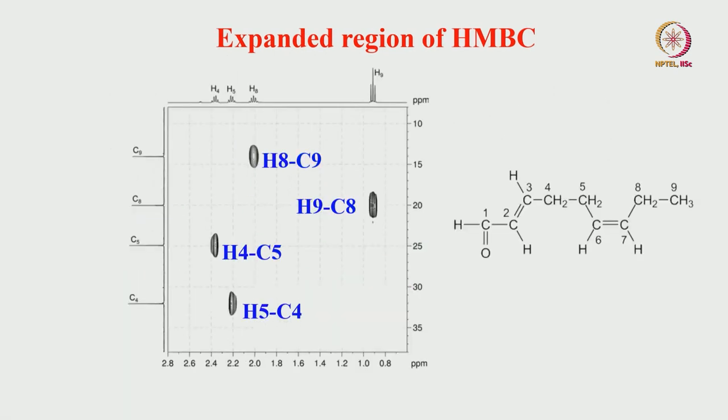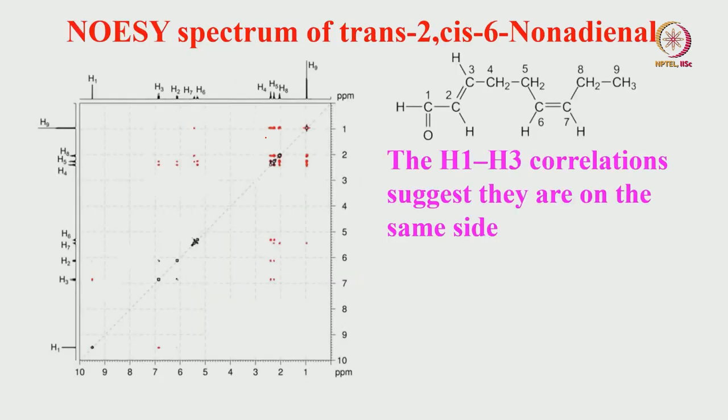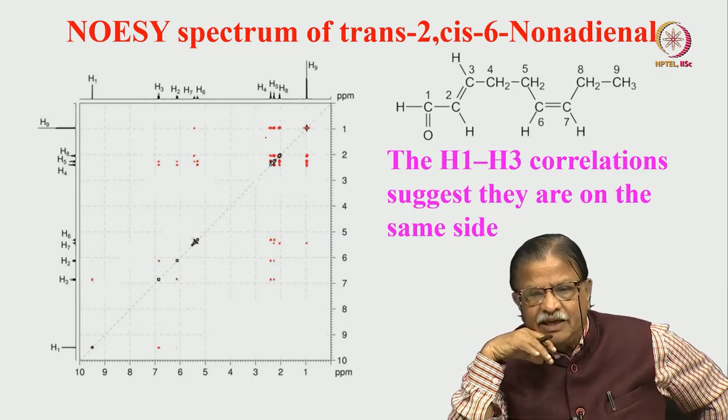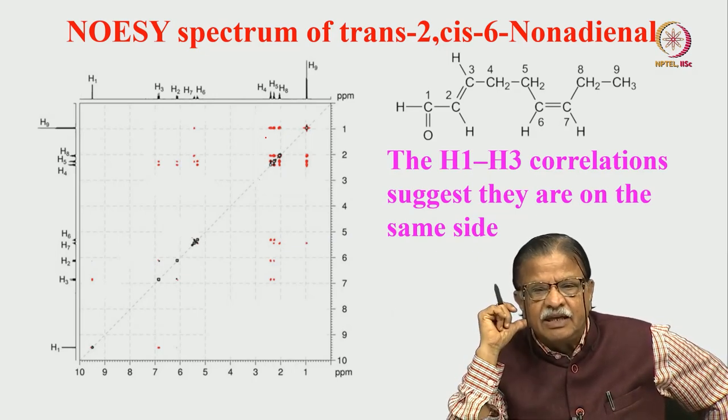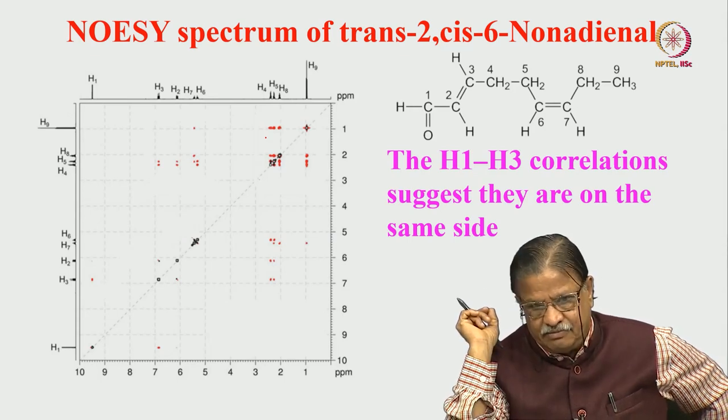Okay, we will not go step by step, very easily, of course, I have already told you how you can analyze the HMBC spectrum. I just wanted to show that using this HMBC and this expanded region with all the correlations here, you can get the structure of the molecule, the carbon skeleton of the molecule. More than that, now you have the proton assignment, carbon skeleton, carbon chemical shifts, everything. But finally, what is left is the conformation of the molecule.